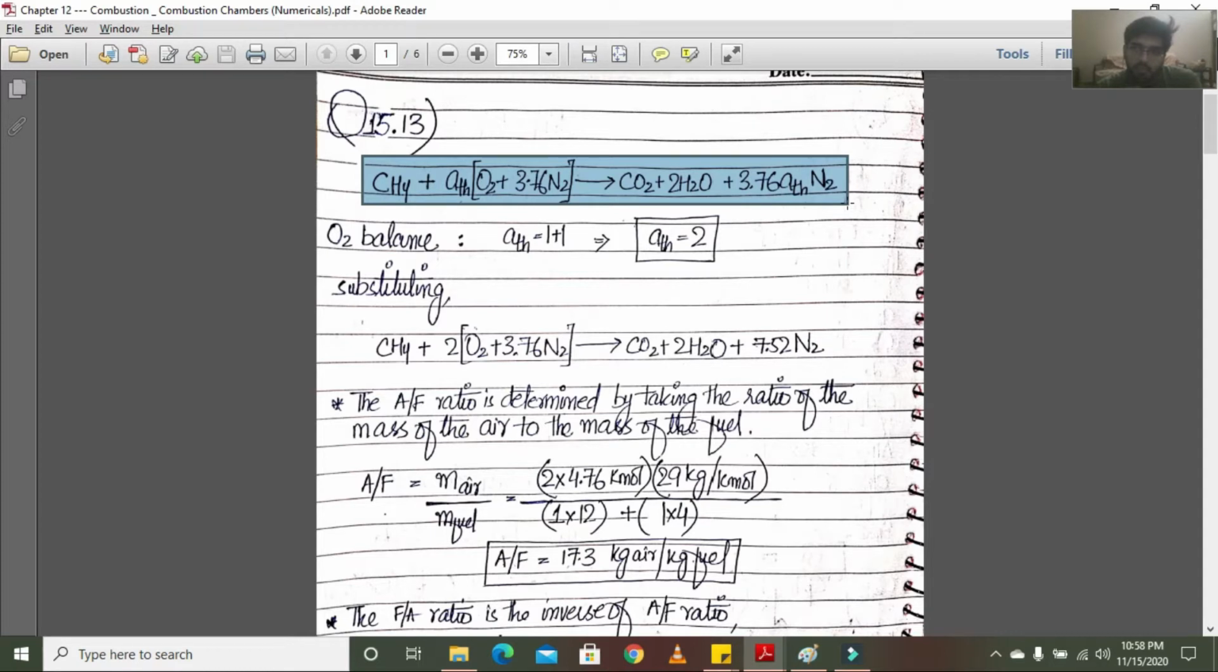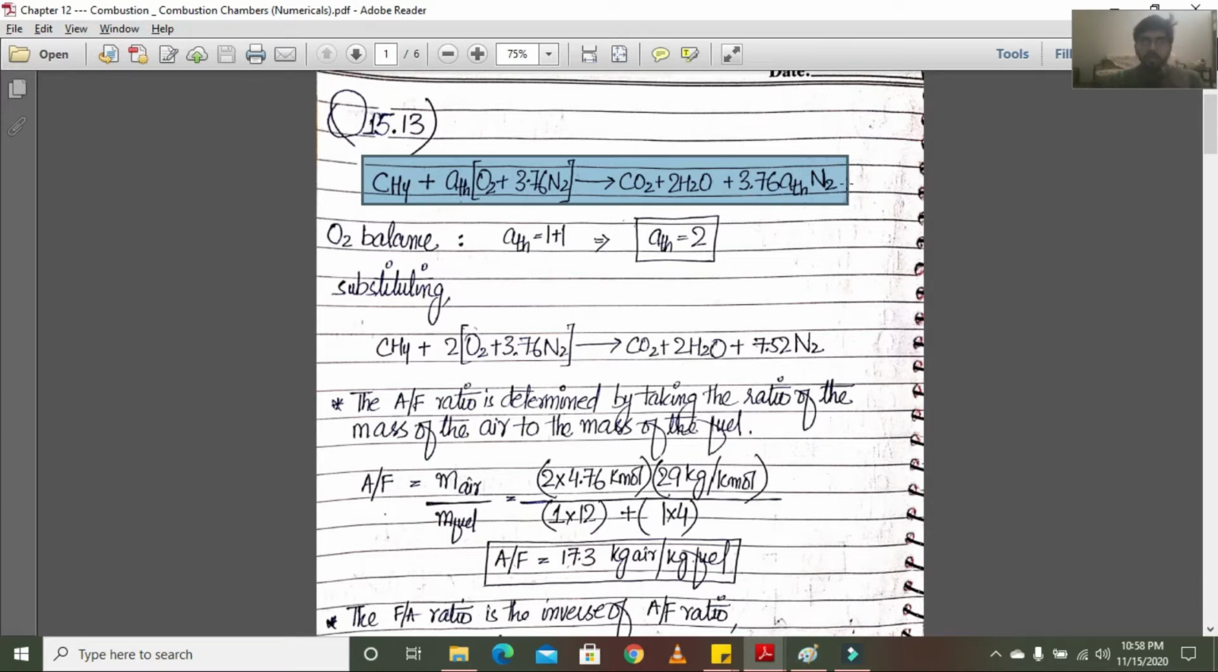After forming the balanced equation, the next step is basically the balancing of oxygen. Now here you can see that the balancing of oxygen can be done in 2 ways. Either you balance the oxygen molecule, or number 2, you balance the oxygen atom. Now that is totally up to you. I have solved some questions by balancing the molecule of oxygen, and I have solved 1 or 2 questions by balancing the oxygen atom as well.